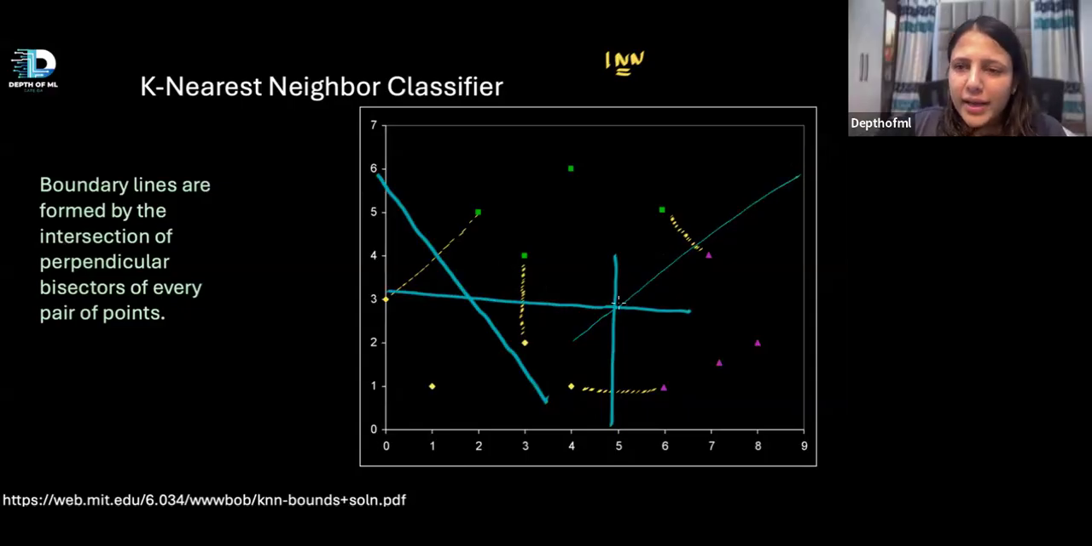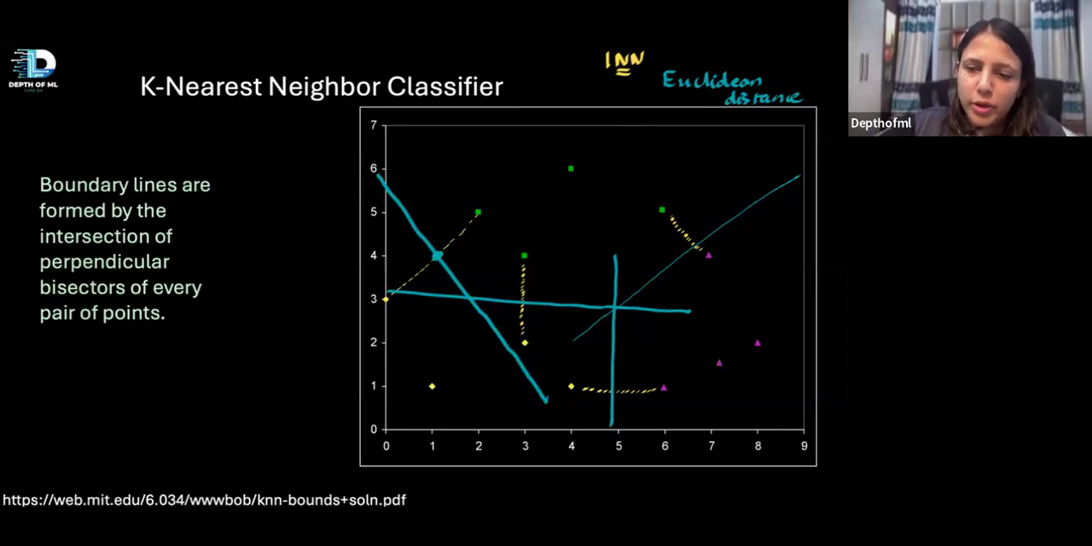So why are we creating perpendicular bisectors? When you take Euclidean distance into consideration, so assume that I'm using Euclidean distance, suppose I take a point which is at equal distance from this green point and this yellow point. Then this point will be in conflict about whether to go to the green class or the yellow class, and you have to break ties.